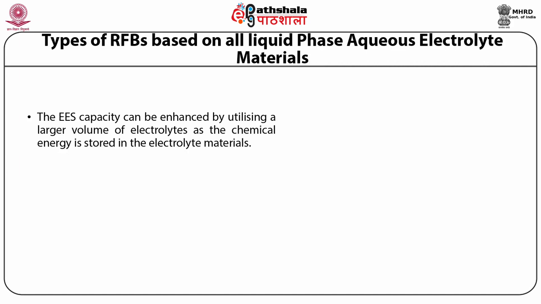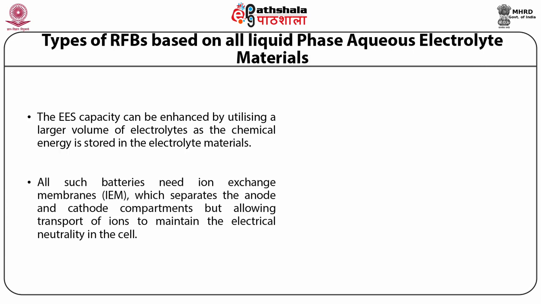Types of RFBs based on all liquid phase aqueous electrolyte materials. The EES capacity can be enhanced by utilizing a large amount of electrolytes, as the chemical energy is stored in the electrolyte materials. All such batteries need ion exchange membranes, that is IEM, separating the anode and the cathode compartments, but allowing the transport of ions to maintain the electrical neutrality in the cell.